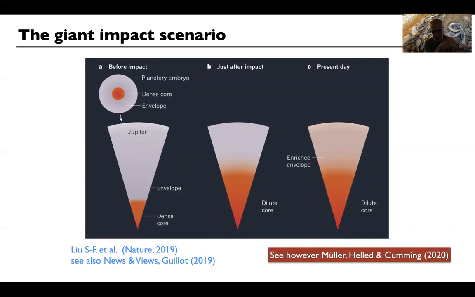However, recent work by Simon Muller seems to show that the initial entropy is high when you're forming Jupiter. And so in that case, you tend to mix everything. You're very efficient at mixing if the initial entropy and temperature is very high. And so maybe we're back with a problem again. So this is still TBD.